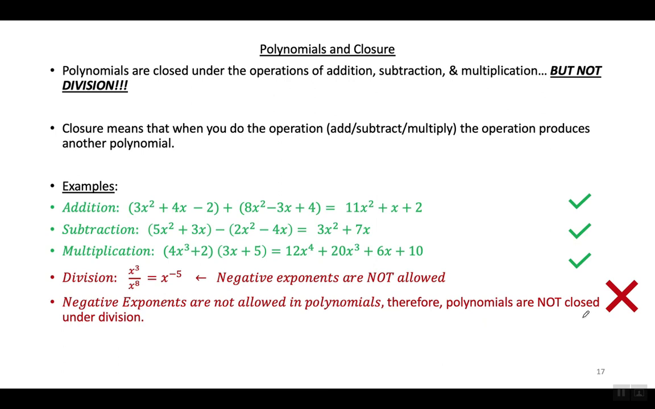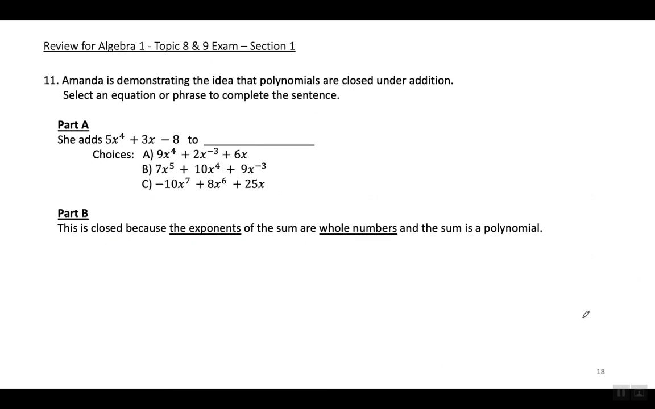So let's look at the actual question here. Shout out to Amanda. I put her in the question. It says Amanda is demonstrating the idea that polynomials are closed under addition. Select an equation or phrase to complete the sentence. I'm imitating what's on your test. Part A says she adds some polynomial here to a blank, and you have to choose one of these equations to put into this blank. How do you answer this? Very simple. Even without understanding it, you can look at the 3 choices and ask yourself, which one of these choices is not like the other 2?